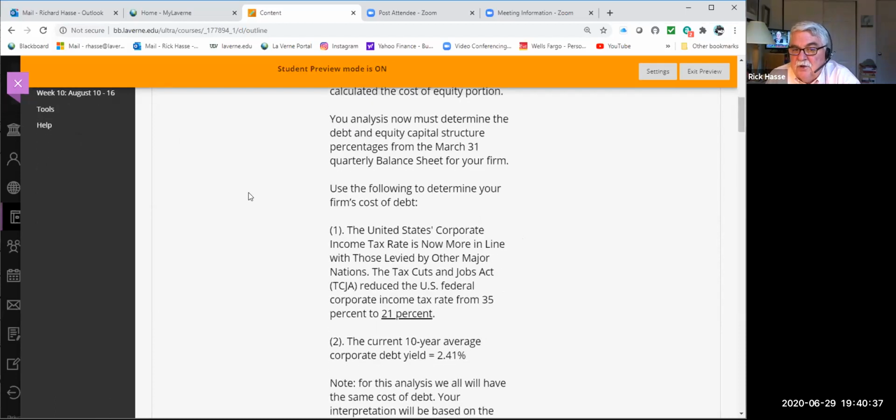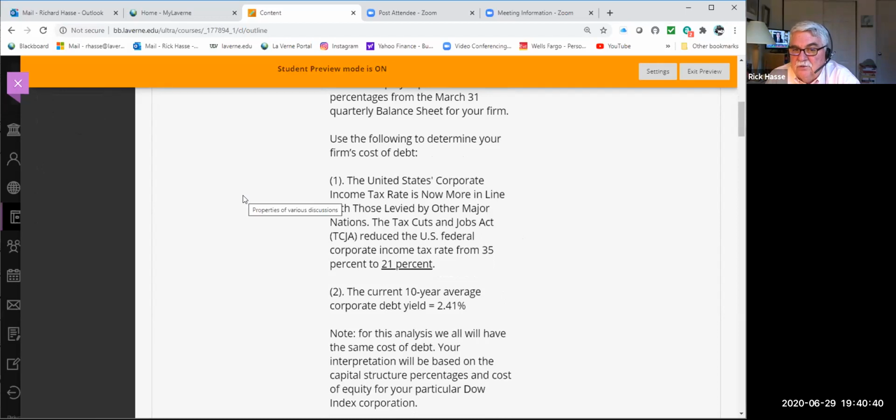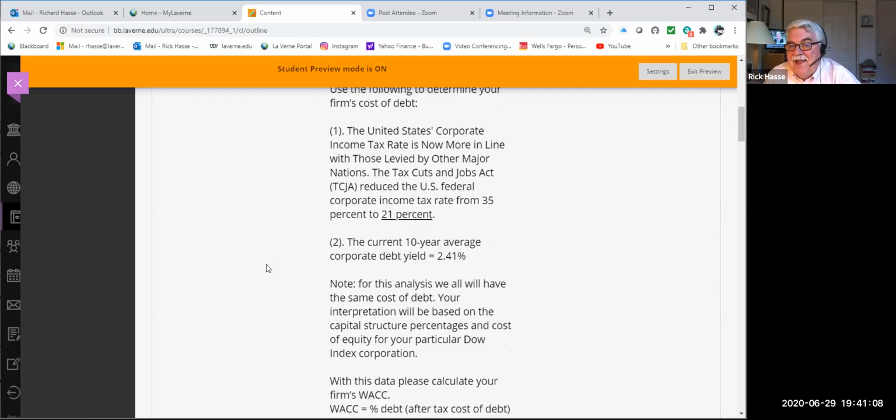Then, to determine your cost of debt, you're all going to do this. Everybody's going to have the same information for the cost of debt. I wanted to keep this fairly consistent. First of all, your corporate tax rate will be the current average corporate tax rate in America right now, 21%. After the Trump administration changing the tax law, the average corporate tax rate, some pay more, some pay less, you're going to use 21%. The current 10-year average corporate debt yield now is 2.41%. So there's your cost of debt, the yield, 2.41%.